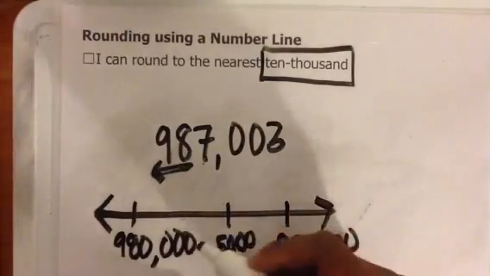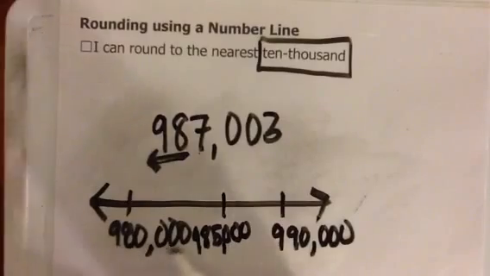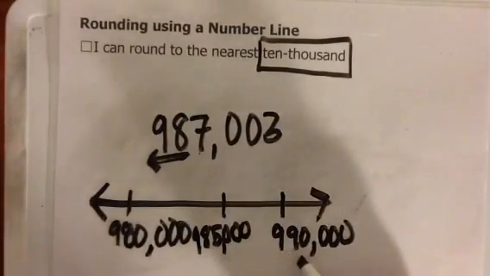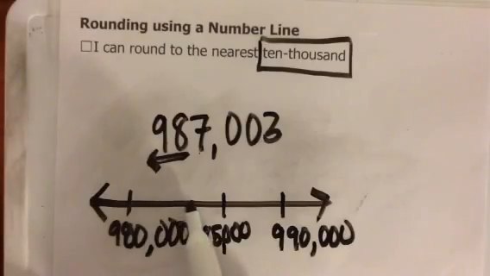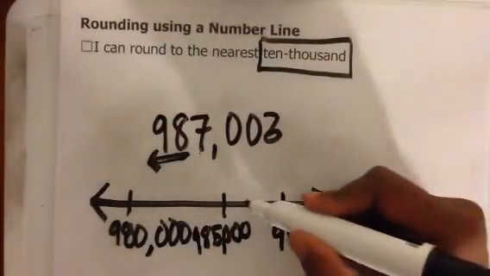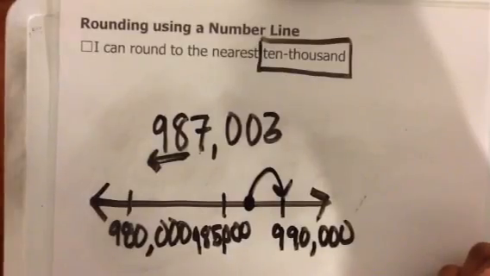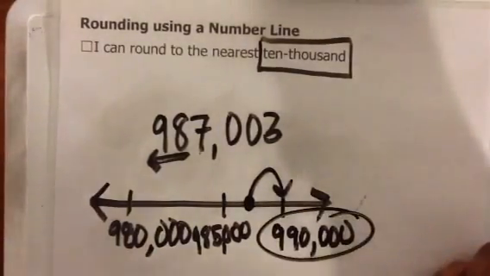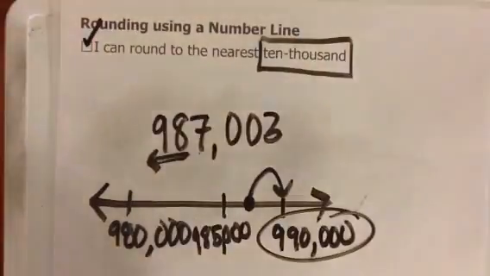Everything to the left gets left. 980,000, 985,000, 990,000. Simply plot 987,003 on this number line. It's about right here. And I can see that 987,003 is closer to the benchmark 990,000. I can round to the nearest 10,000.